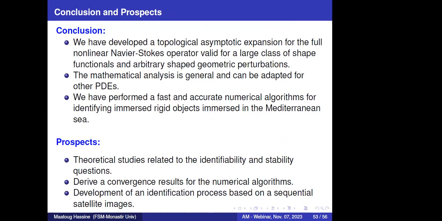So in this work, we have developed a topological asymptotic expansion for the full nonlinear Navier-Stokes operator, which is valid for a large class of shape functions and arbitrary geometric shape perturbation. The mathematical analysis is general and can be adapted for other partial differential equations. Also, we have developed a fast and accurate numerical algorithm for identifying the emergent rigid object inside the Mediterranean Sea.